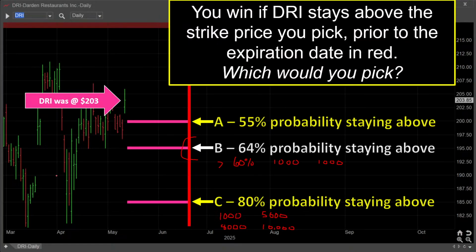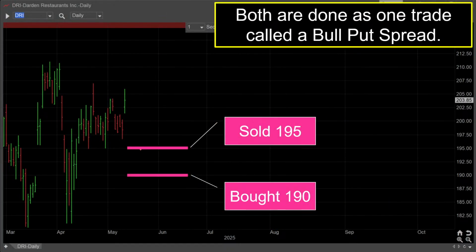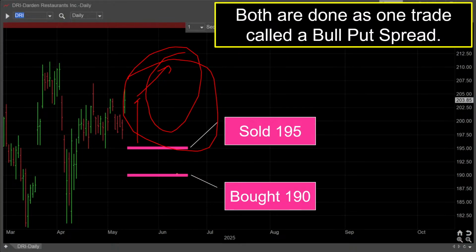That is how you make money being an option seller. You want to delicately balance that risk and that reward and probability. It's a 3-pronged balance there. Now, in this particular trade, I sold a 195 put, so the stock basically had to go, and stay above really this. As long as it stayed in this area right here, I'm going to make money. And I bought a 190 put as protection.